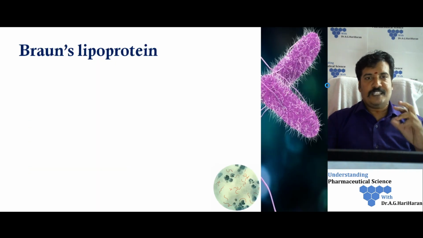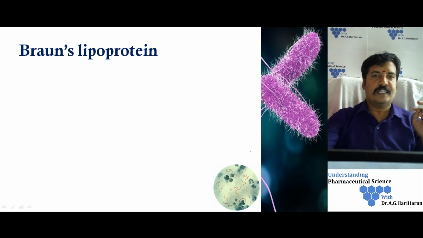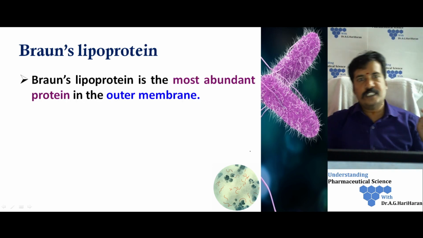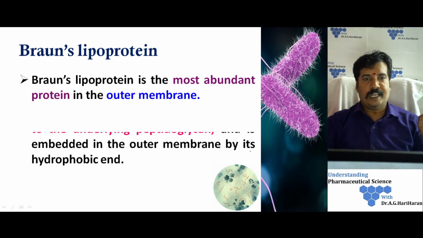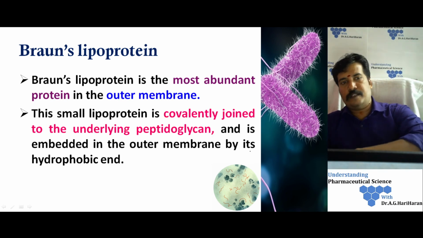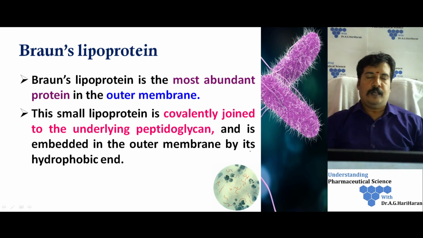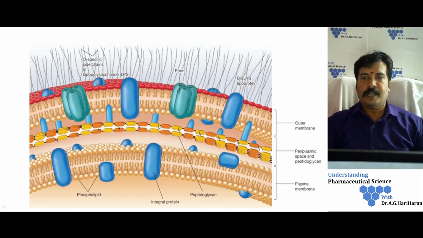So first we understand about Braun's lipoprotein. Braun's lipoprotein is the most abundant material present in the outer membrane. It is generally connected with the peptidoglycan layer. It is covalently joined with the peptidoglycan layer, underlying peptide, then it goes through the outer membrane, and it is generally embedded in the outer membrane by a hydrophobic bond.